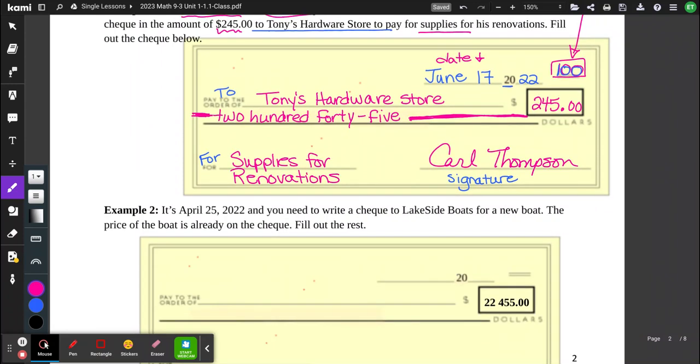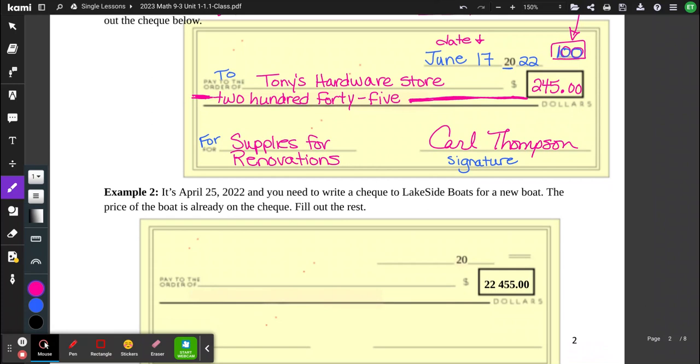This next check has the digits already placed for us. So now we have to spell the word. So we're going to start with the money. So we're going to start with our line, and then we have two thousand, four hundred fifty-five. If you run out of room, you just go below. And you draw your line.